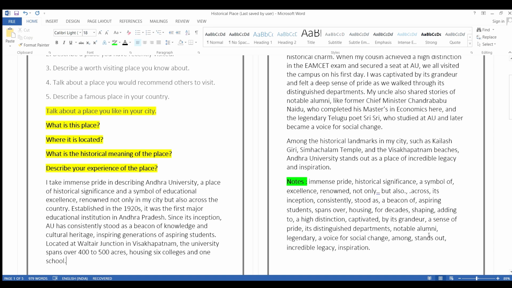Notable alumni, that means the famous past students. Legendary is a great story. A voice for social change, that is trying to bring a change. Among is a good preposition to use again. Stands out is very different. Incredible legacy is outstanding history, and inspiration is again a good word to fit into this context.